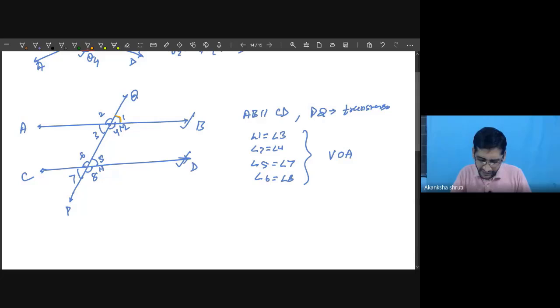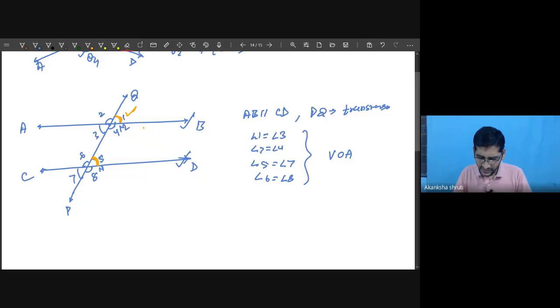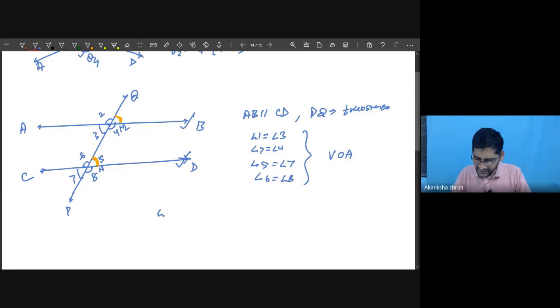Observe. Angle 1 is equal to angle 5. Get it? Because on shifting this part over here, you will get that this 1 will merge with 5. So angle 1 and angle 5 are called which kind of angle, student? Corresponding angles. Very good. So angle 1 is equal to angle 5.